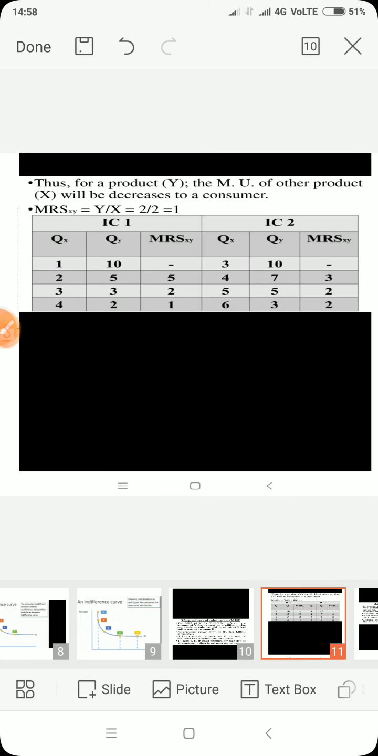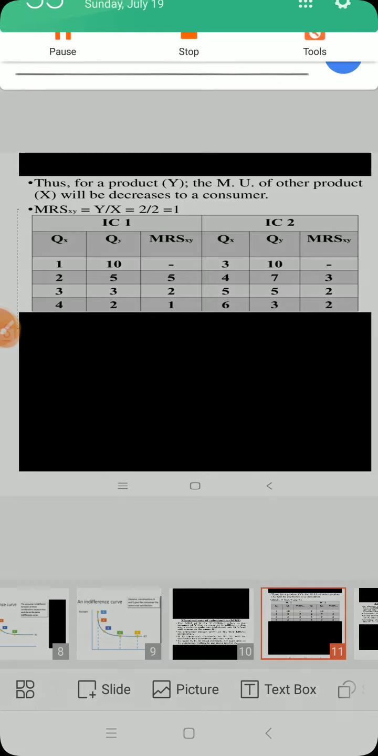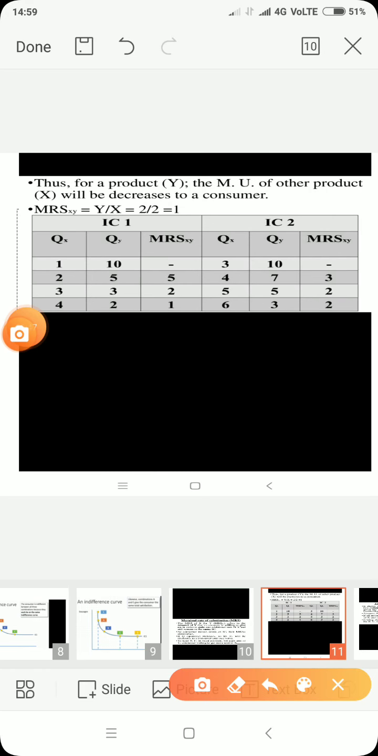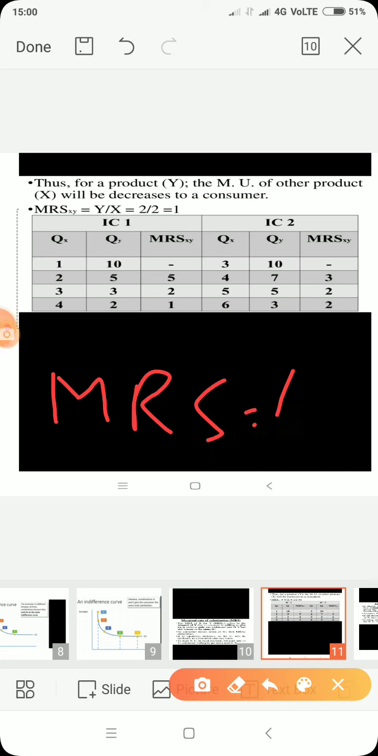How do we calculate MRS, the marginal rate of substitution? It can be calculated by finding the change in the Y commodity relative to the change in the X commodity. So how to calculate MRS? MRS is equal to change in Y over change in X. Delta over here refers to change. How do we calculate?